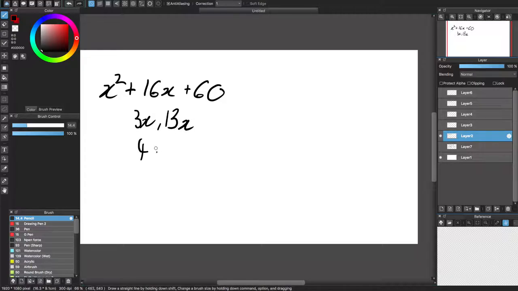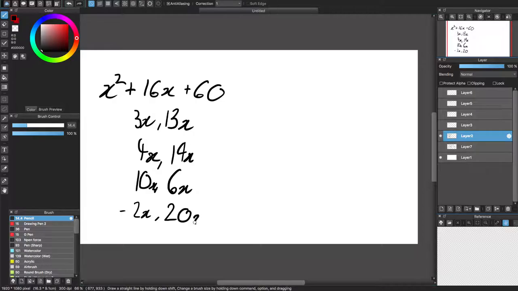We could do another one, like 4 and 14. 10 and 6. You can also do negatives. So, negative 2x and 20. That still works.